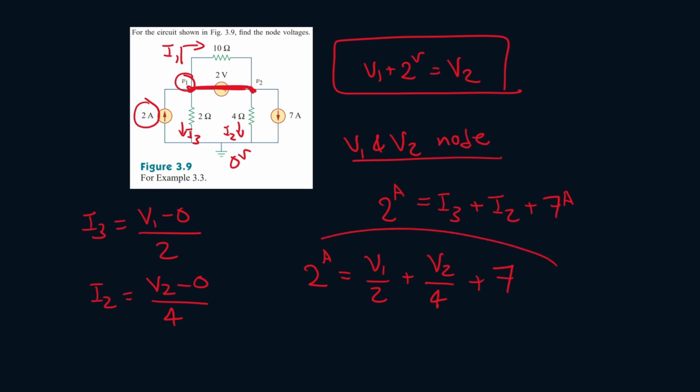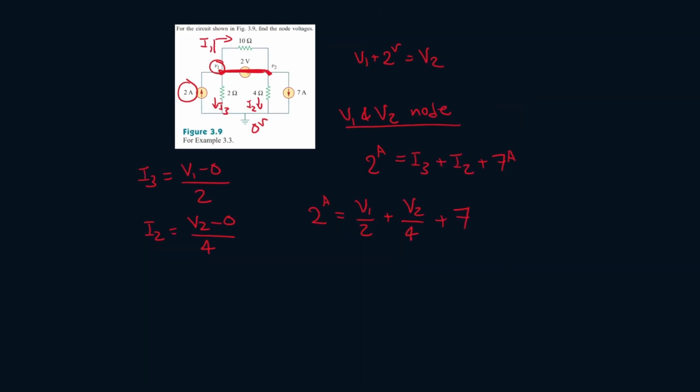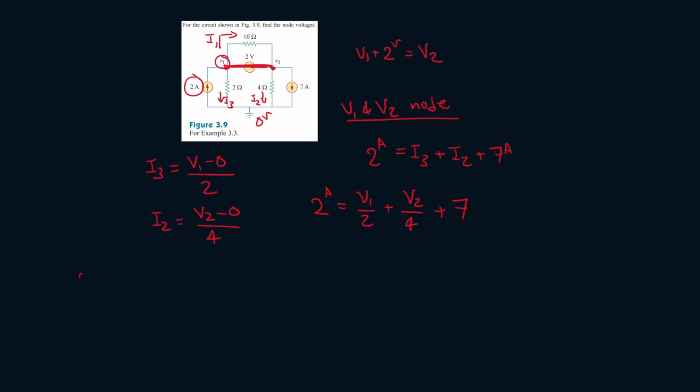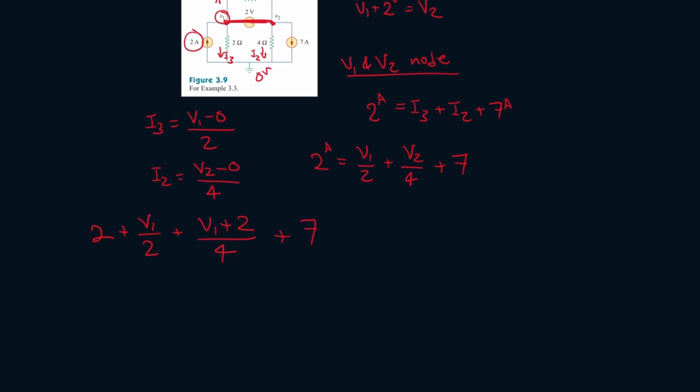Now we have this equation, but we have 2 unknowns. But we can substitute that unknown using the equation we did before. So it'll be 2 equals V1 over 2 plus V1 plus 2 over 4 plus 7. Okay, that's the big equation we've got. Sorry, my apologies. So let's bring the 2 to the other side.